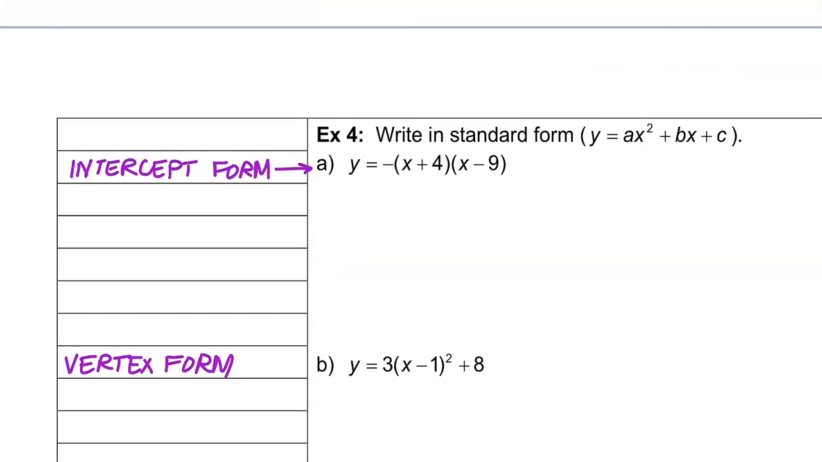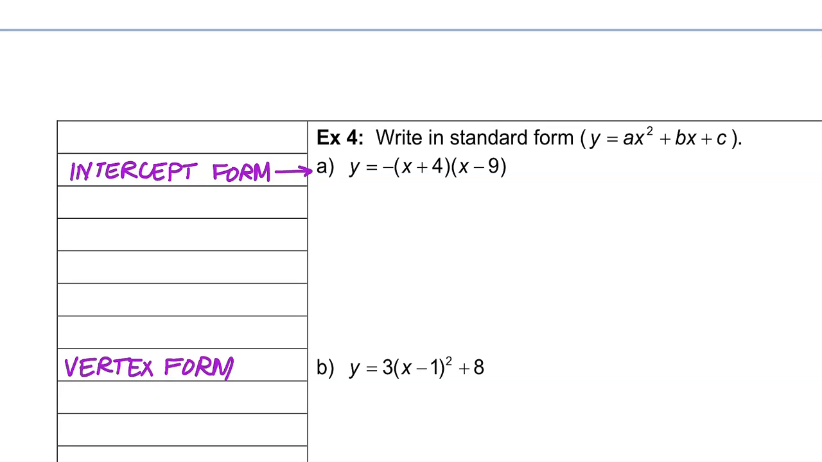So, and I'll just share with you what's really nice about intercept form, right? It's because the x-intercepts are easy to identify. You literally can just set x plus 4 equal to 0 and get x equal to -4. And then you can do the same thing here, x minus 9 equal to 0. So x is equal to 9. Get the idea? Okay, and so you have that really nice.